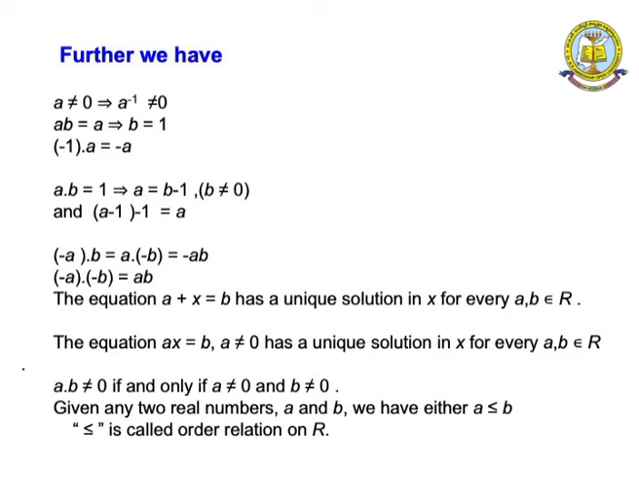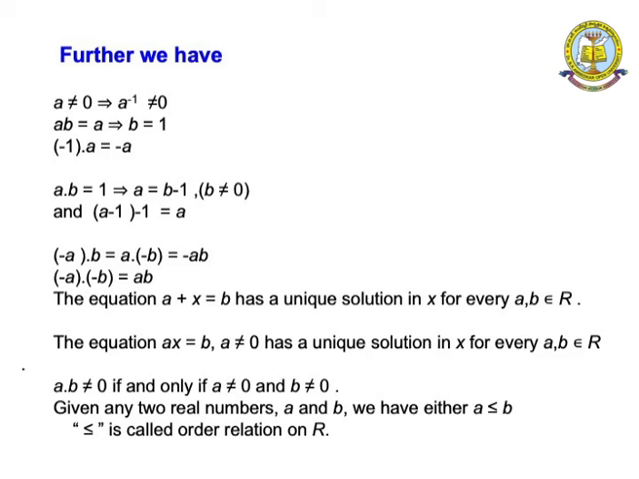Similarly, minus 1 into a equals minus a, and these are the general properties. A into b equals 1 implies a equals b inverse whenever b not equal to 0, and (a inverse) inverse is always equal to a. Similarly, you have certain general properties, and I will discuss one more important property here.